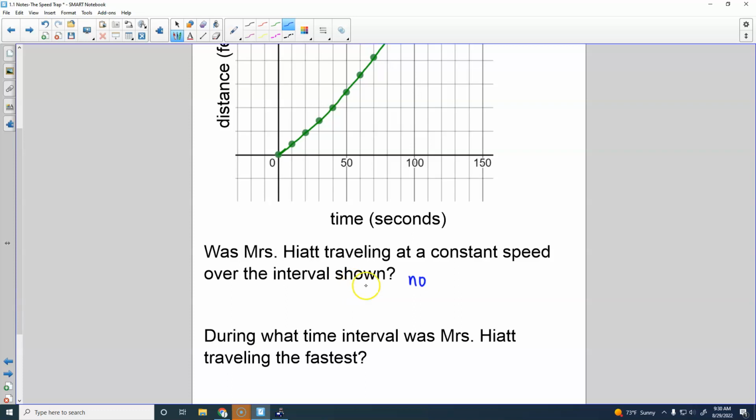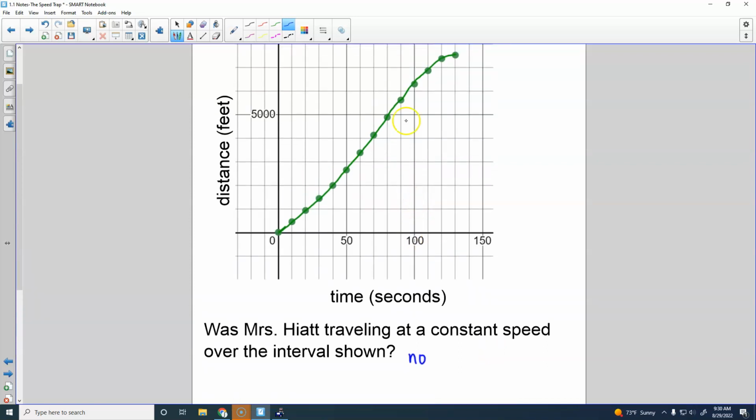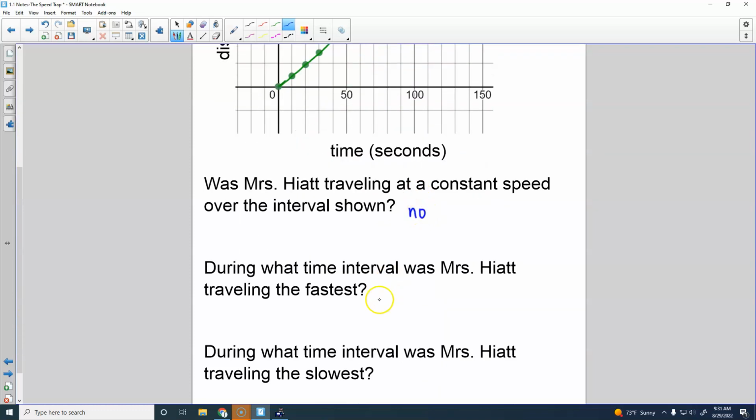So look at that graph. Try to pick where you think I was traveling the fastest. Okay. Braden says 90 to 100. Anybody else have something different? 60, 70, 70. I think probably anywhere right through here from about 60, 70 up here to 100 somewhere. It looks pretty steep, right? So I'm just going to put, this is 60 to 100 seconds.